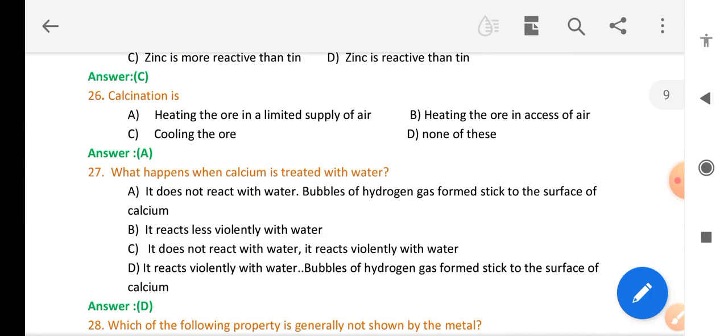What happens when calcium reacts with water? It will react violently with water. The bubbles of hydrogen gas formed stick to the surface of calcium.